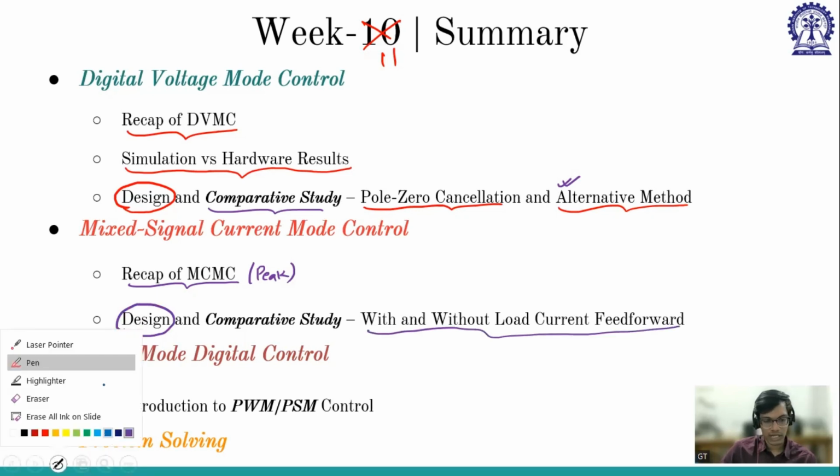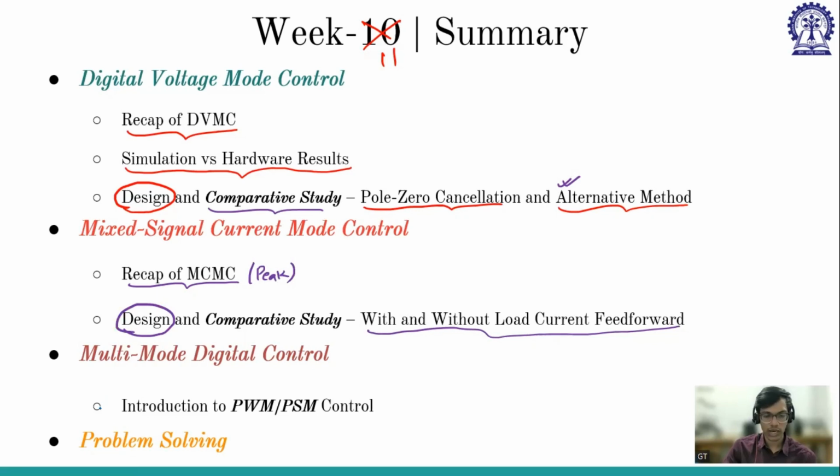Someone has asked a question to sir, like how this load current feed forward is improving things. Sir has also discussed in his lectures how it improves and shapes the output impedance, and how it can improve the output voltage undershoot as well as overshoot during transient.